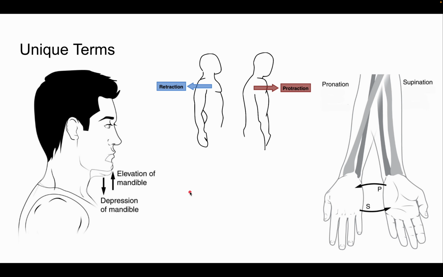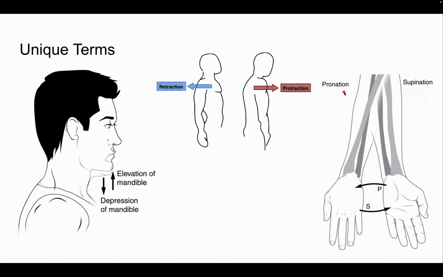And there are some unique terms you want to know. So there's elevation and depression. That could be the mandible, or it could be the shoulders. You elevate the mandible, you're moving it upwards. If you depress the mandible, you're moving it downwards. If you retract your shoulders, you're moving them backwards. If you protract your shoulders, you're moving them forward, you're rolling them forwards.